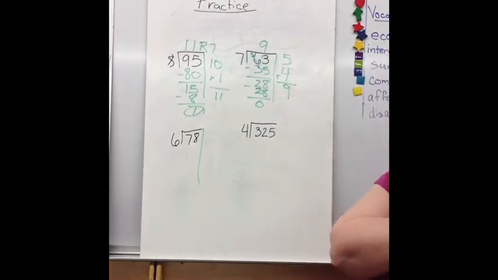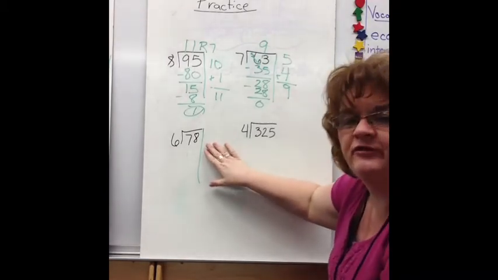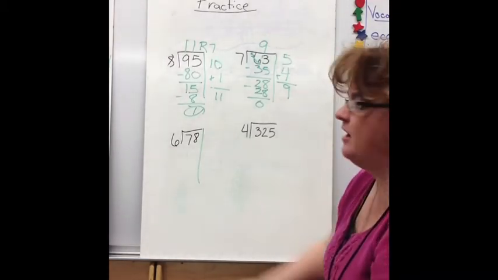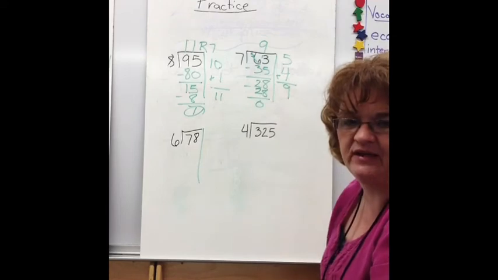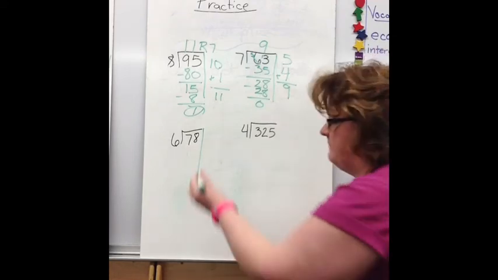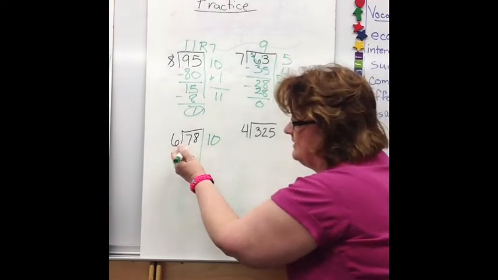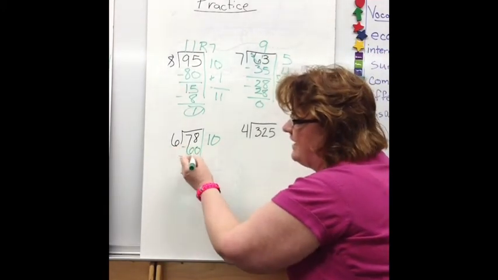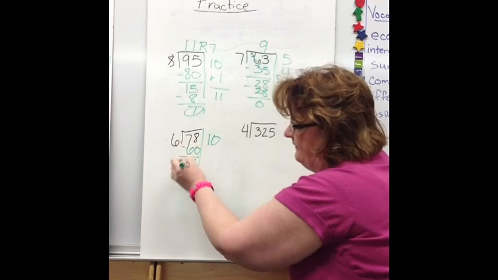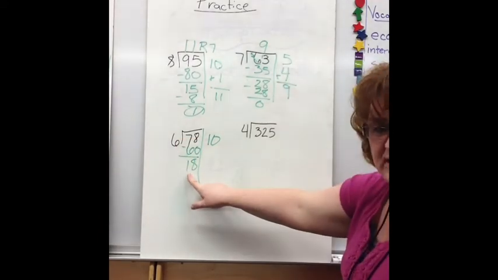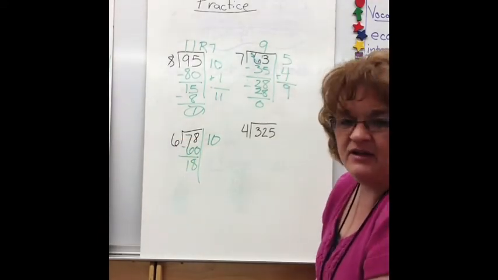Okay, are you starting to catch on? What would be your first estimate on how many times 6 goes into 78? Okay, many of you might be thinking 10, and that's exactly right. 10 times 6 is 60. That's going to knock that number 78 down really fast. Now I'm down to 18. Well, that makes 6 much easier to figure out.